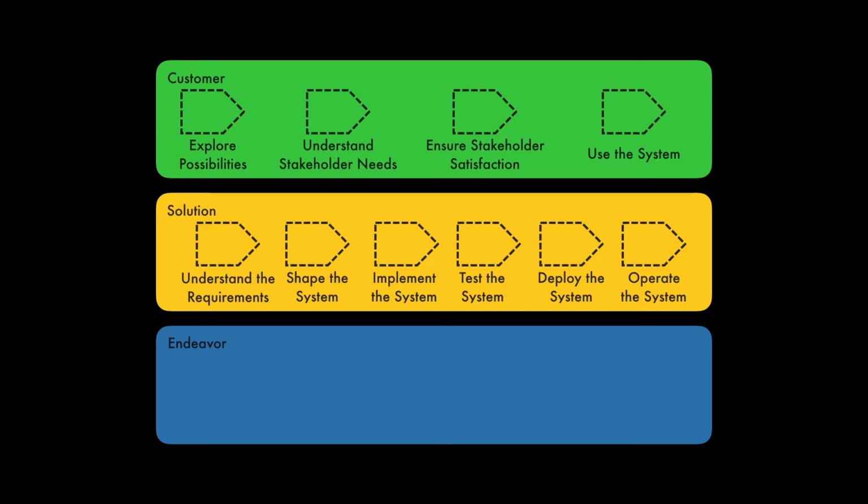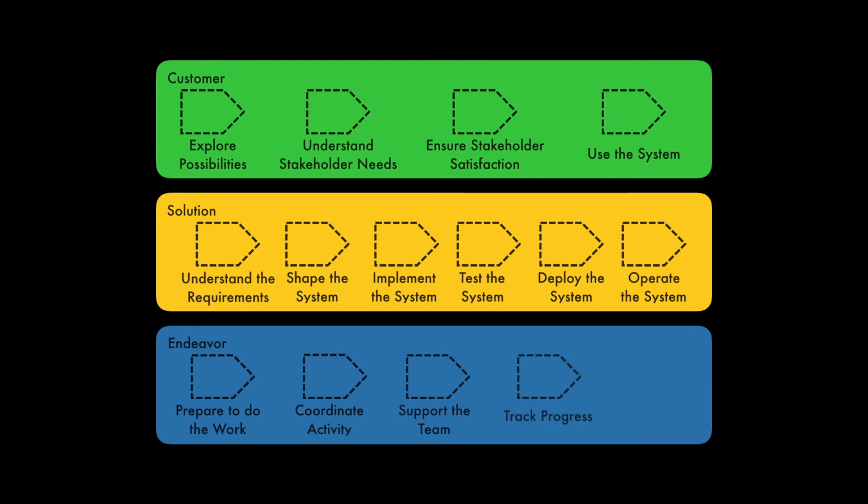The endeavor area of concern has 5 activity spaces. The team has to set up their working environment. Team's work has to be coordinated. Supporting the team involves helping the team to help themselves, collaborate, and improve their way of working. The progress of the team has to be tracked, and finally, the work has to be ended at some point.